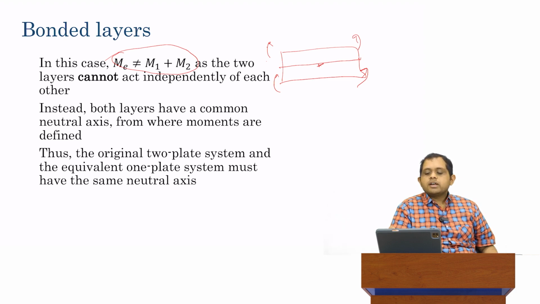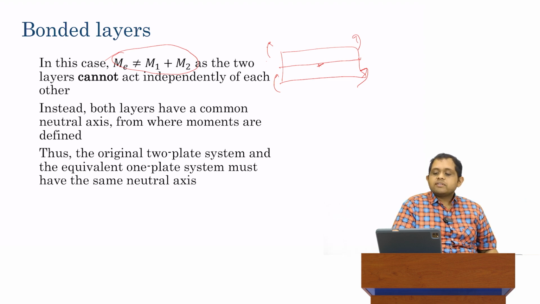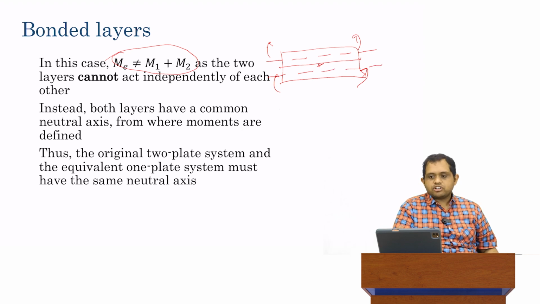Indeed, what happens is that the two layers actually have a common neutral axis. So previously, when we had these unbonded layers, I didn't draw it, but I'll draw it right now. The two layers actually have an independent neutral axis because they're unbonded, they're able to bend independently of each other.